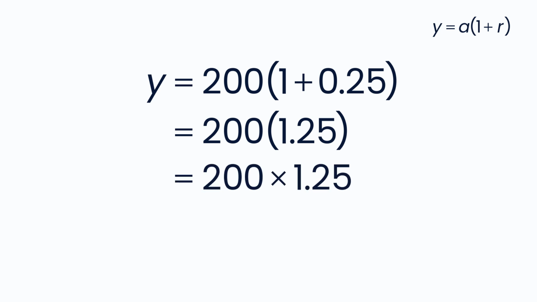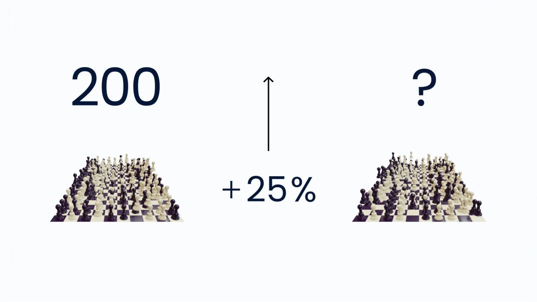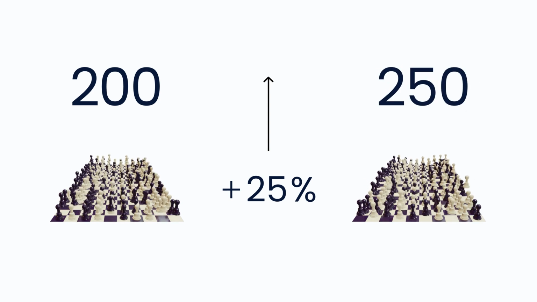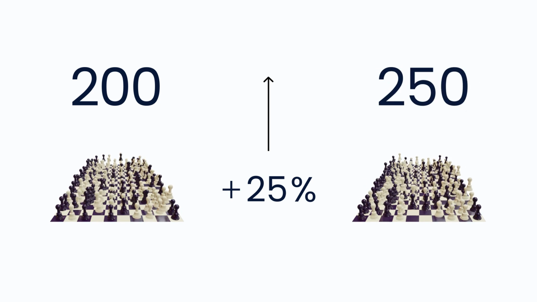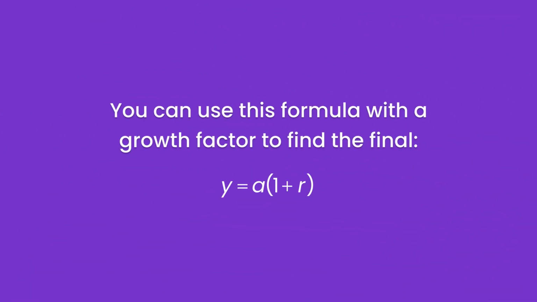200 times 1.25 is equal to 250. That means that the final number of members the chess club hopes to have next year is 250. You can use this formula with a growth factor to find the final amount. Y equals A times the quantity 1 plus R.